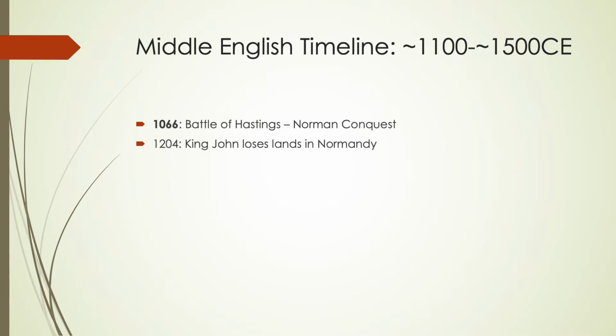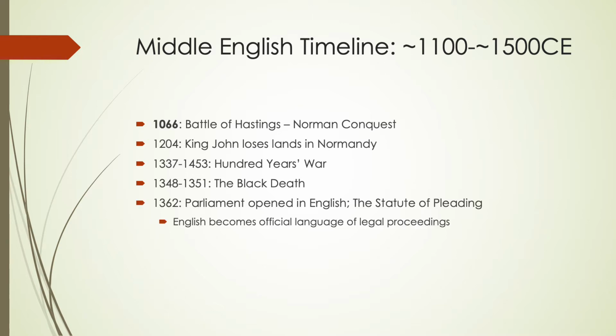Some other important events that also helped lead to a lot of changes in the usage of English include the Hundred Years' War that happened in the 14th and 15th centuries, and the Black Death or bubonic plague that affected many of the people that were alive at the time. There was also the use of Parliament in English: when Parliament started using English as opposed to French, English became an official language of legal proceedings.